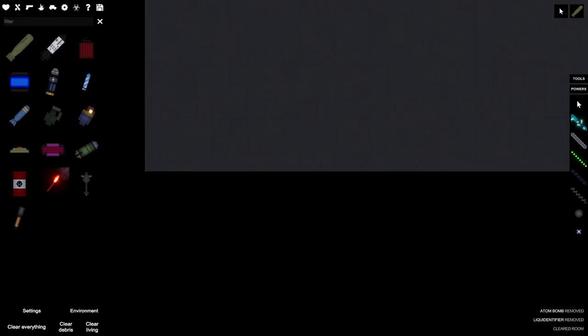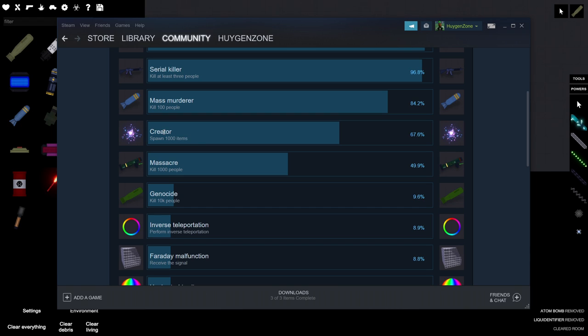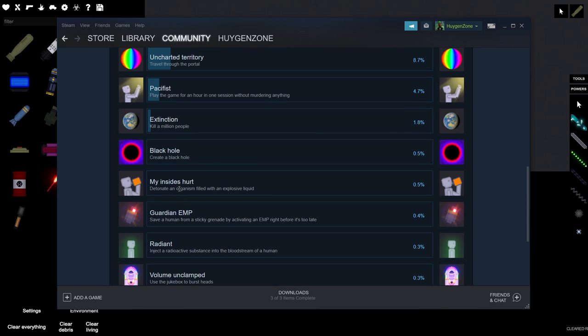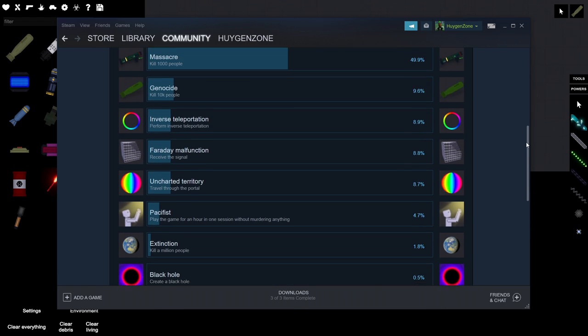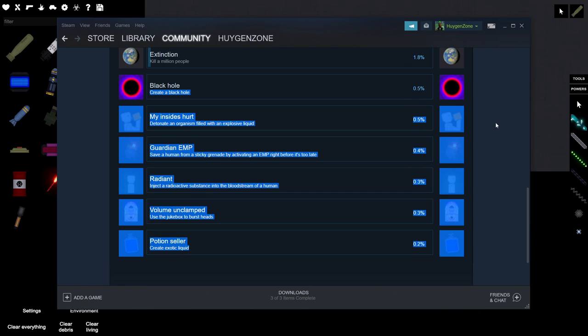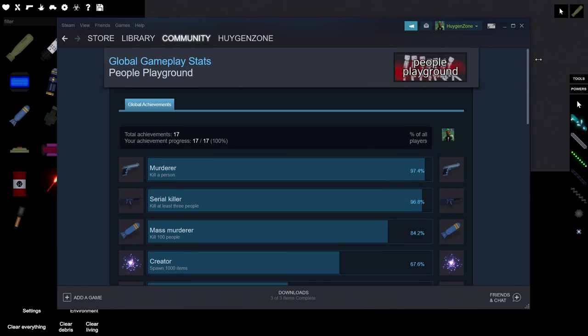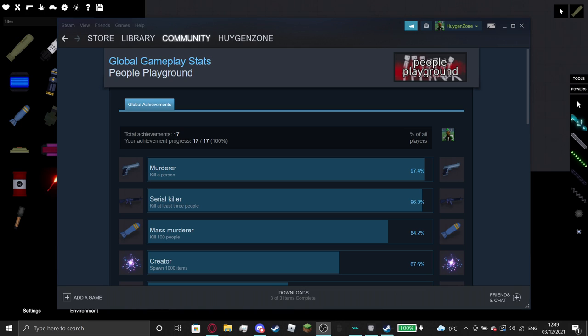Well, the thing is, with one of the achievements here, this genocide and the, where is it, extinction, that's really hard to get because the mods I used don't work anymore. They have been removed or deleted by the creator himself. But as you can see, a very low percentage of people have gotten these achievements, so you can be one of the first to get this if you want. But yeah, that's basically everything I have to say. That's how you get the achievements.